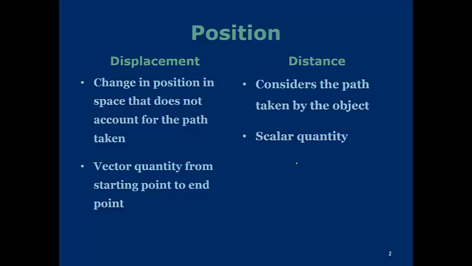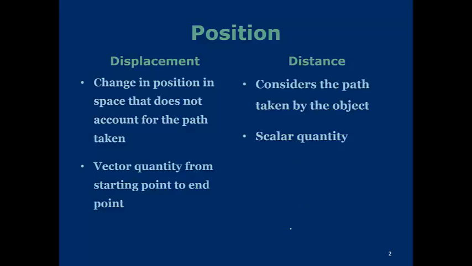One is displacement, which is the change in position in space that doesn't account for path taken. This is a vector quantity from start point to end point. Distance, on the other hand, considers the path taken by the object, and it's a scalar quantity. To address the distinction between the two, let's look at a system.